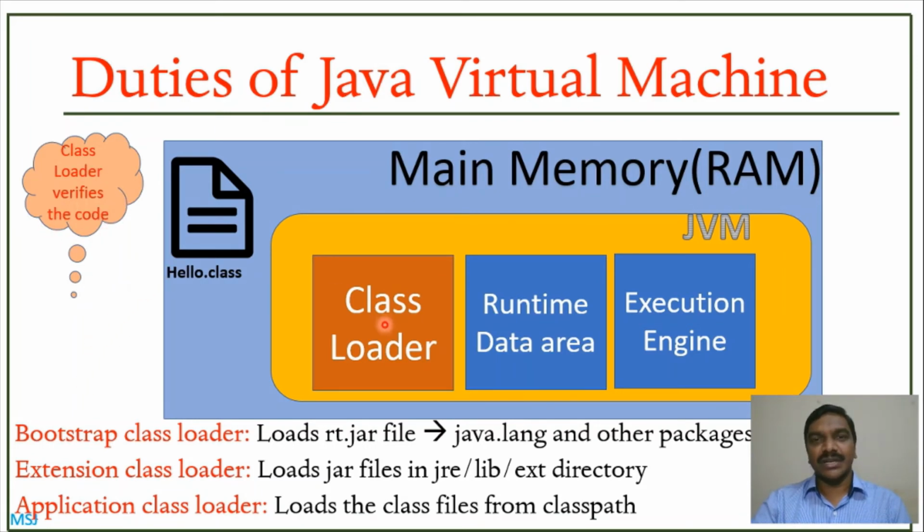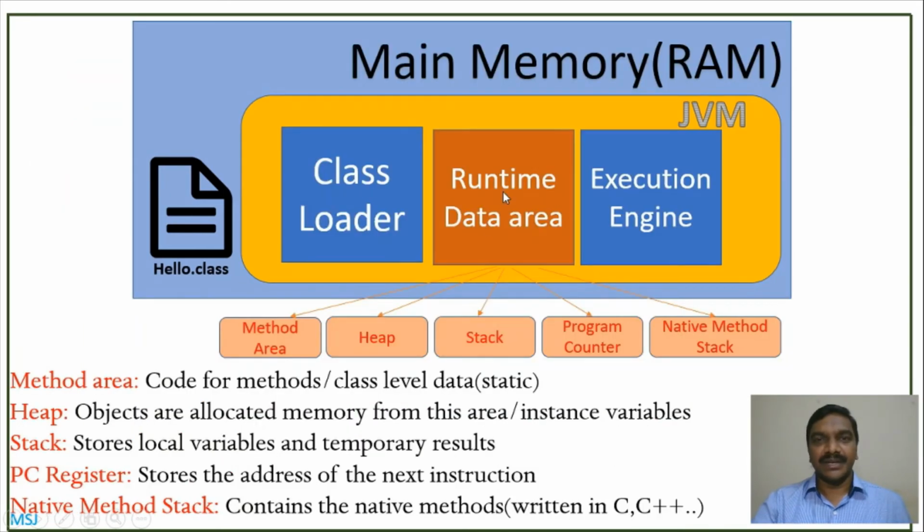Now, first loading takes place. Then runtime area. Here runtime area has different components. One is the method area, where some class level data is stored, some static variables, which are called class variables. Then heap. From here, the memory is allocated to objects. All the instance variables are stored in heap.